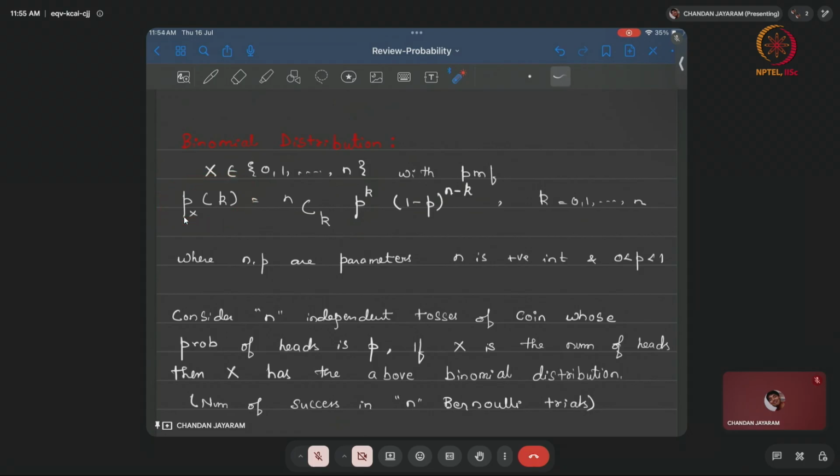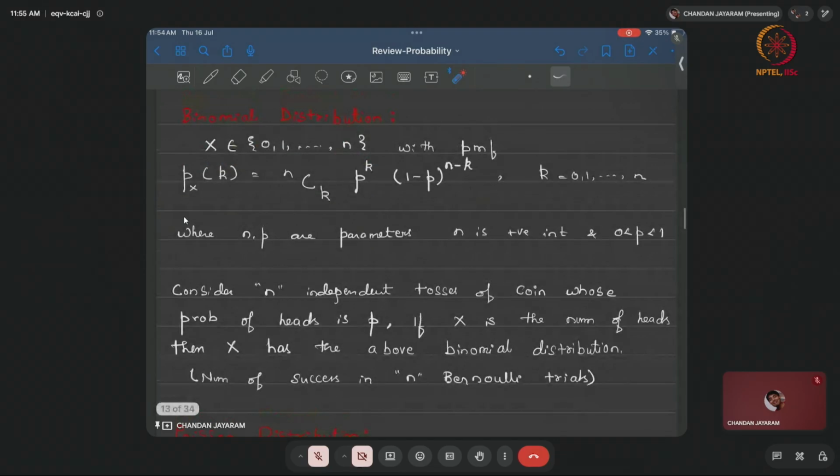Now what is it that you are saying? You can think of it like: what is the probability that out of n there are k successes? So it is n choose k times p to the power of k times (1 minus p) to the power of n minus k, where k can take the values 0, 1, and so forth till n.